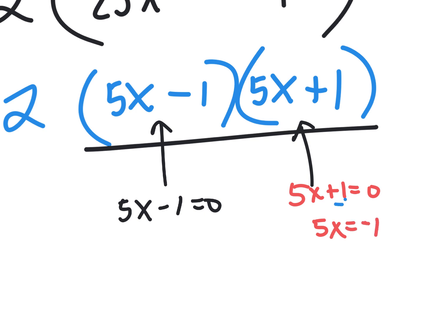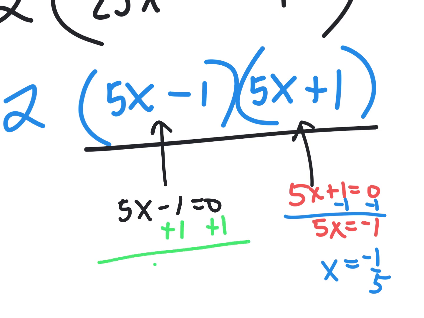Wait a minute. You're not showing your work, Mr. Server. Then I better do that. And then I go x equals negative 1/5. The other one, add 1, add 1. 5x equals 1. x equals 1/5.